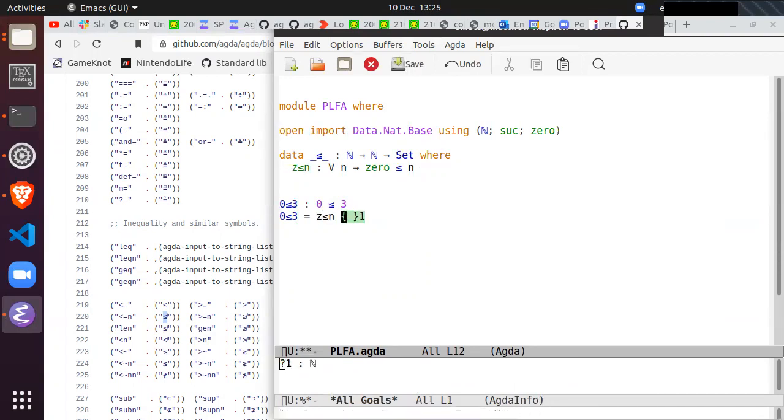And we have a z-less-than-or-equal-to n. And it needs an argument, and that's the n. And if we go control A, it will tell us that it's 3.